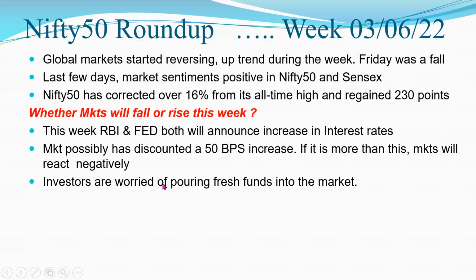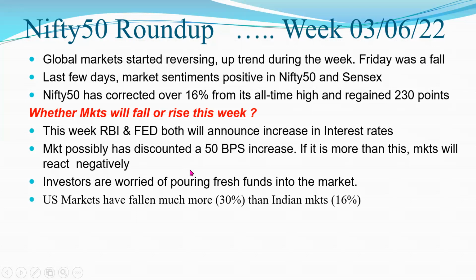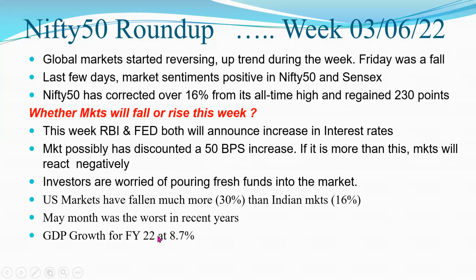But the main problem is that when the markets are moving up, investors are not putting money in, but are actually removing money. Overall, the Indian markets have fallen by around 15-16%. This week there was an upward movement of 1.5-2% in some of the stocks. The US markets have fallen much more. May was one of the worst months in recent years. Current GDP growth has been around 8.7%, but there is no correlation between GDP growth and the market, even though the myth is that if the GDP increases, the market will also increase.